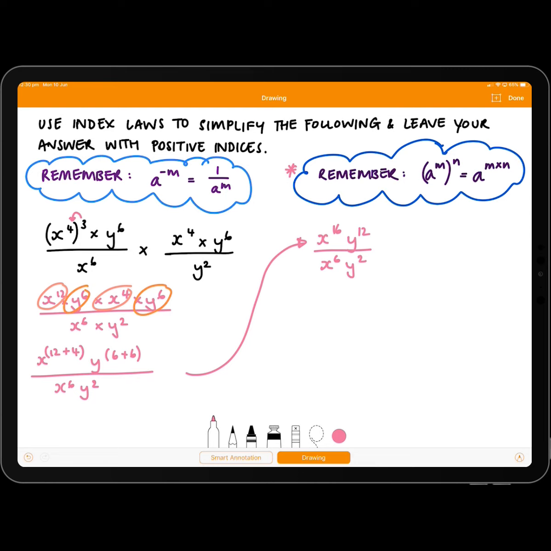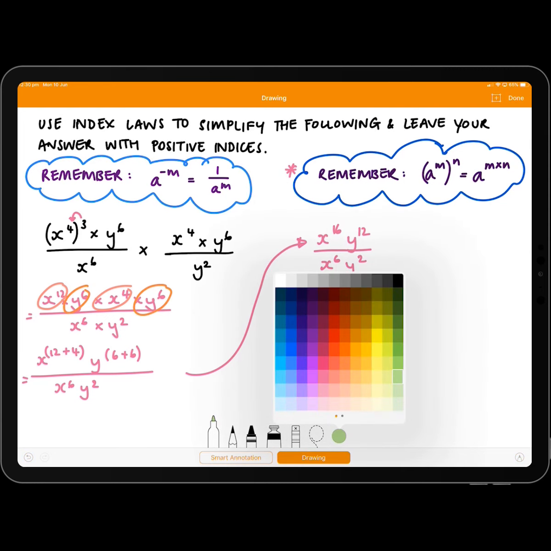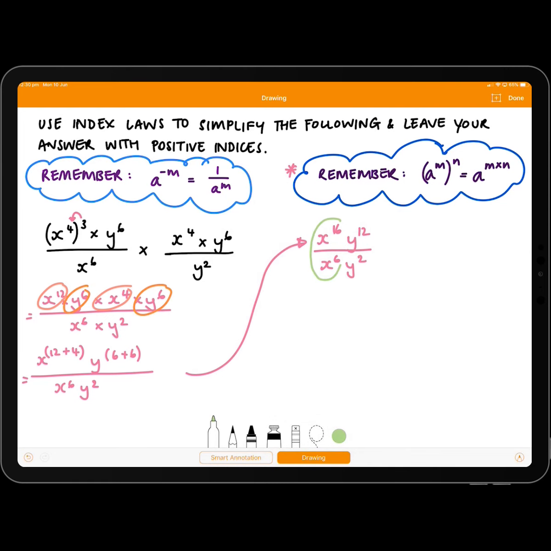So if you think back to your index laws, we know that if the bases are the same once more, we can subtract our powers. So just pick a green. So these two we can simplify. So let's just simplify that.